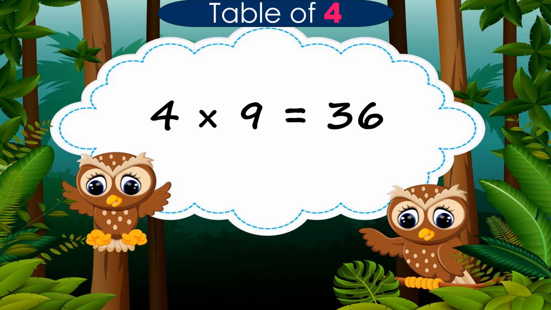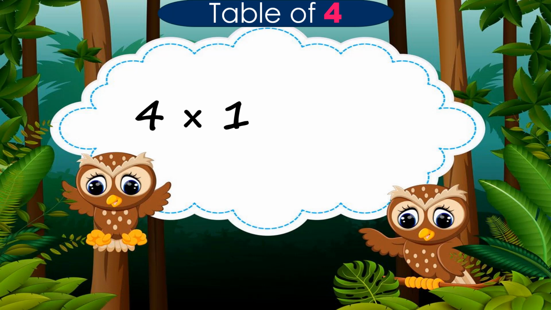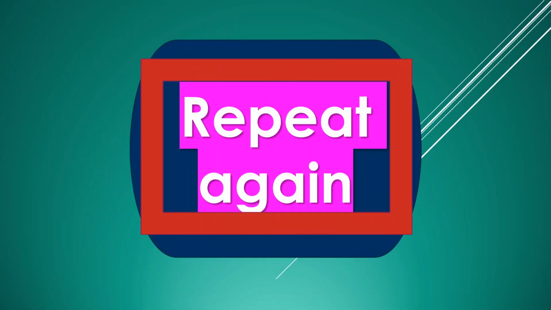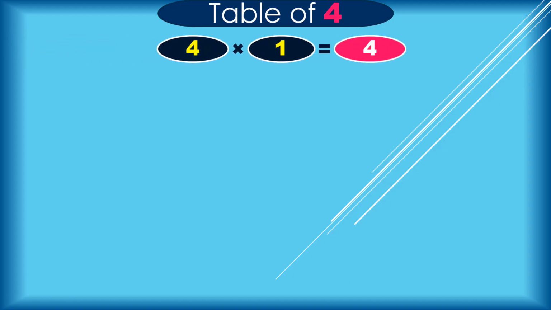4 nines are 36. 4 tens are 40. Now repeat again. 4 ones are 4.